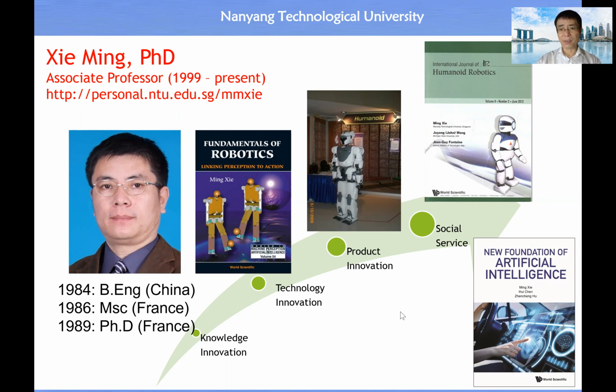In terms of my research achievements, I published a monograph on robotics in 2003, and I published a monograph on artificial intelligence in 2021. In 2008, we undertook a project on an adult-sized humanoid robot in Singapore. In 2004, we launched the International Journal of Humanoid Robotics. In terms of my teaching portfolio, you can find the details on my homepage.